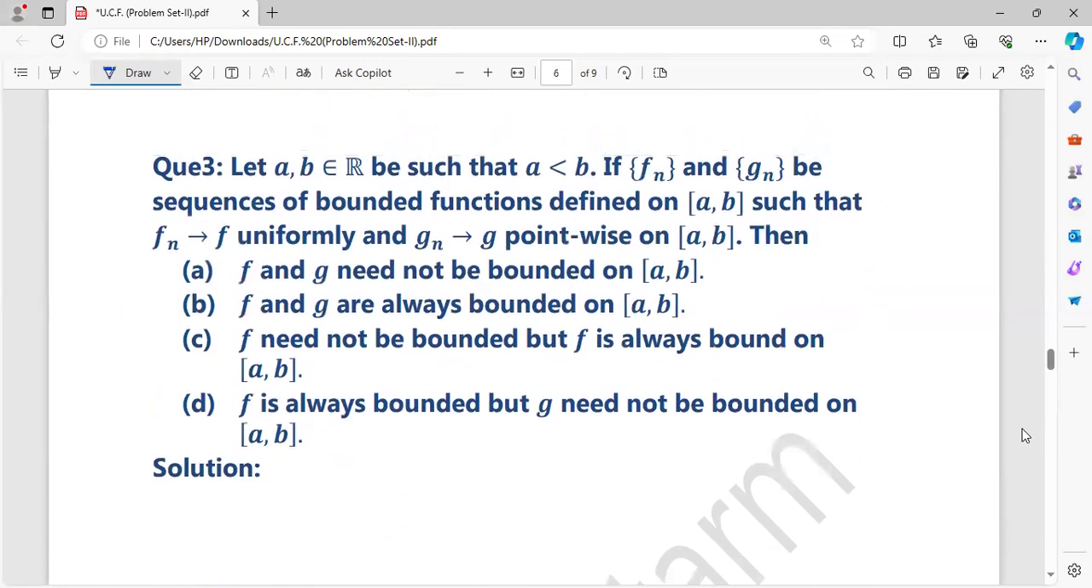Now what about this? Now fn and gn are two sequences of bounded functions. Each fn is bounded and fn converges uniformly. Okay. So now see this question.